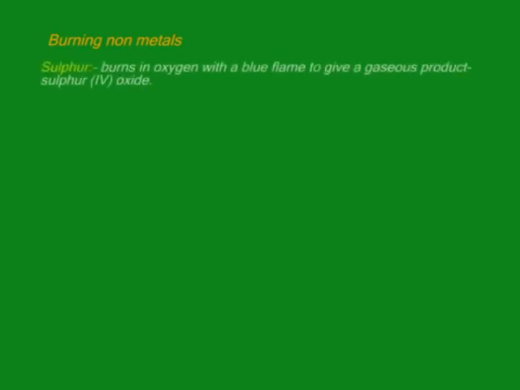And next is burning of nonmetals. Common nonmetals include carbon, sulfur, and phosphorus. We start with sulfur, and sulfur burns in oxygen with a blue flame to give a gaseous product called sulfur(IV) oxide. Take a look at that.